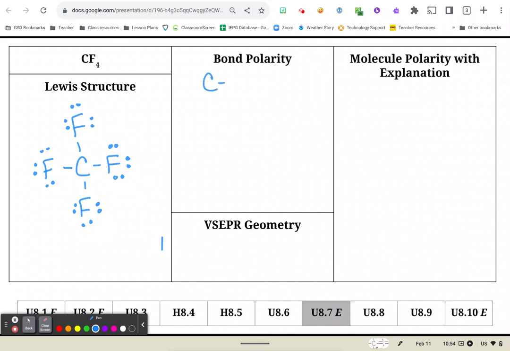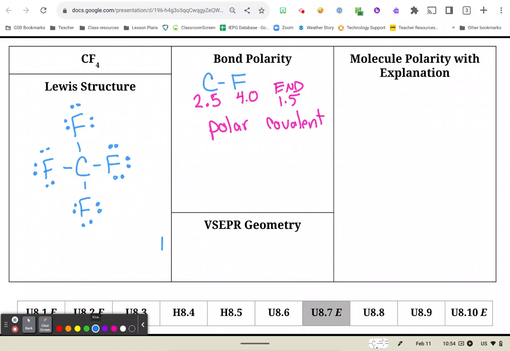Next, I need to think about the bond polarity. So carbon and fluorine are my 2 bonds. Carbon is 2.5, fluorine 4.0. So the difference is 1.5, making this a polar covalent bond, which means I will need to put dipole arrows in, but I'm going to do the VSEPR geometry first.